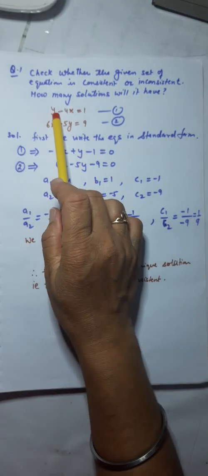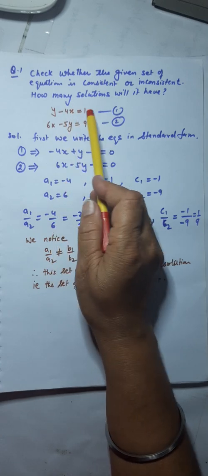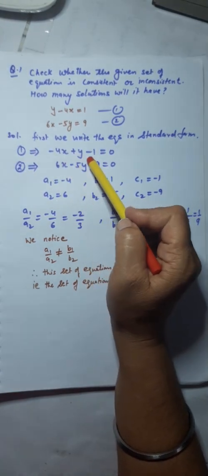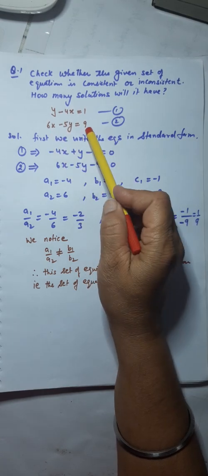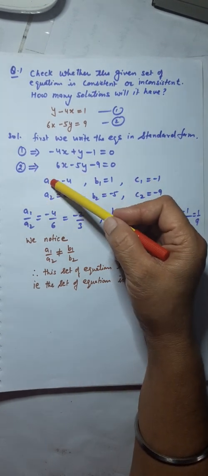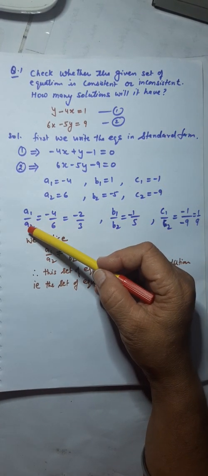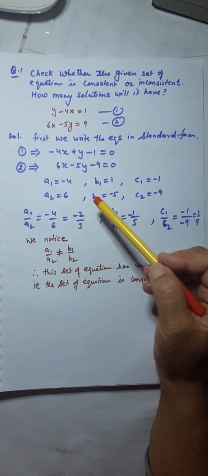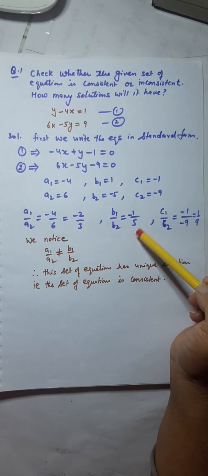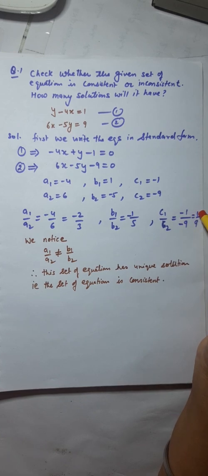So we try to convert this into standard form. That means first the term with x will come and then the term with y will come. And we try to bring the constant term before the equality sign. That is, minus 4x + y minus 1 = 0. And this is 6x minus 5y minus 9 = 0. Now take out the values of a1, a2, b1, b2 and c1, c2 by comparing it to the standard form. So here a1/a2 will be minus 4/6, that is minus 2/3. b1/b2 will be 1/minus 5 and c1/c2 will be equal to minus 1/minus 9. Minus and minus sign cancel and I have 1/9.